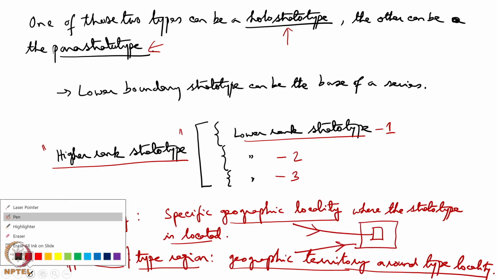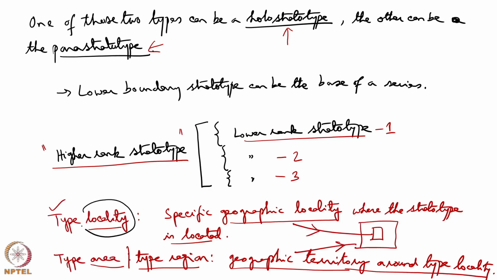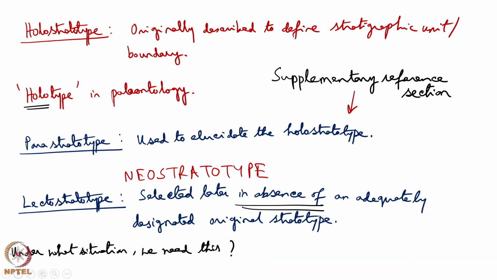So, in stratigraphy, strictly speaking, the difference exists between type locality and type area, although locality and area are almost the same in the English dictionary, and type area is the same as type region. So, the term locality in type locality and the word region in type region are different, students have to remember.